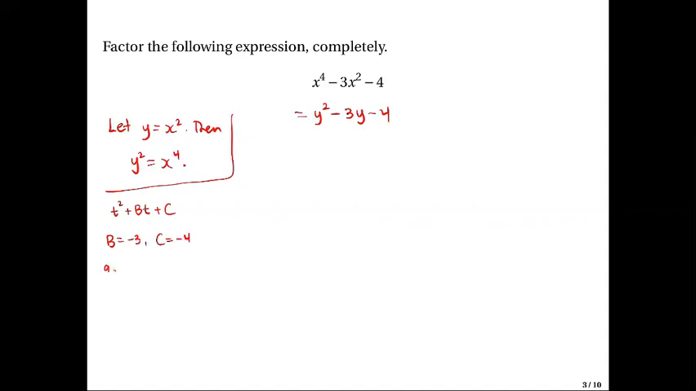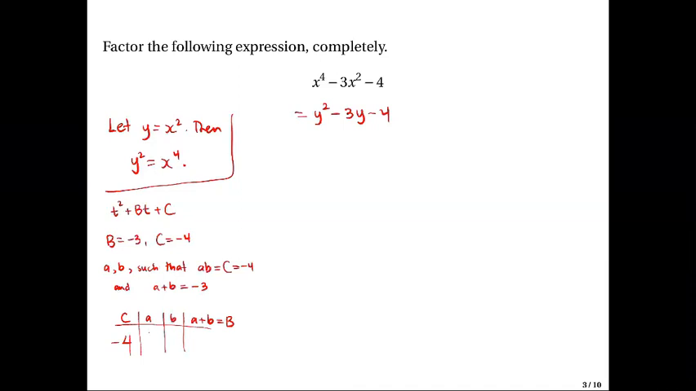So you need to find small a and small b such that your product ab is capital C, which is negative 4, and the sum a plus b is equal to negative 3. So you have your C, then you have your a, you have your b, you have a plus b here, which is capital B. Your capital C is just negative 4.